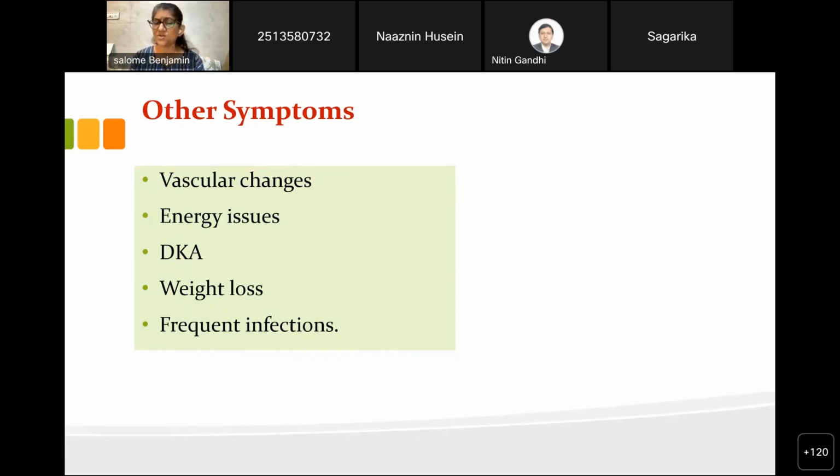And then, of course, because of all these, weight loss is a symptom which patients come to us with, because of the glucose loss in the urine. And there are frequent infections because of the glycosuria and because of the immunity going low. Your blood glucose is very high, and we all know the organisms, the bacteria, thrive on glucose, and that's how there are frequent infections also. Yes, Geeta, can you speak?